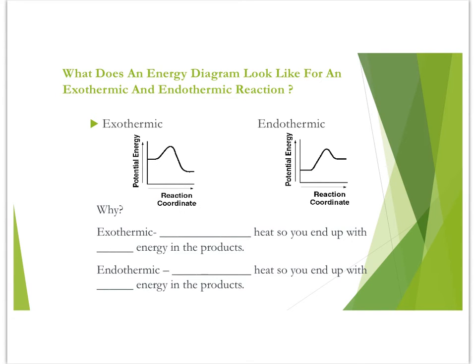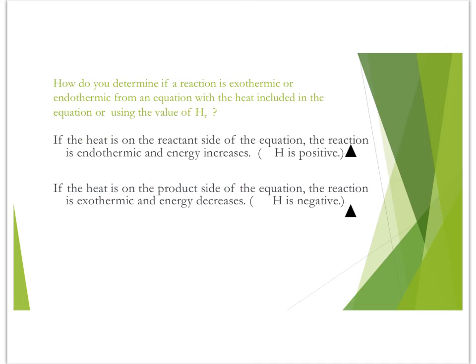So here's just 2 examples of endothermic and exothermic. I already kind of talked about this. An exothermic reaction releases energy overall, so you end up with less energy in the products. An endothermic reaction absorbs more energy than it gives off, so you end up with more energy by the time you get to the products.